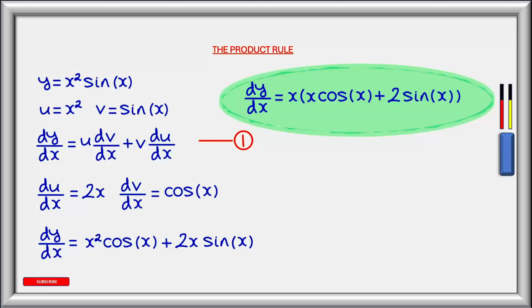Factorizing the x out of this equation, we get our final result, where dy by dx is equal to x into the bracket of x cos x plus 2 sine x.